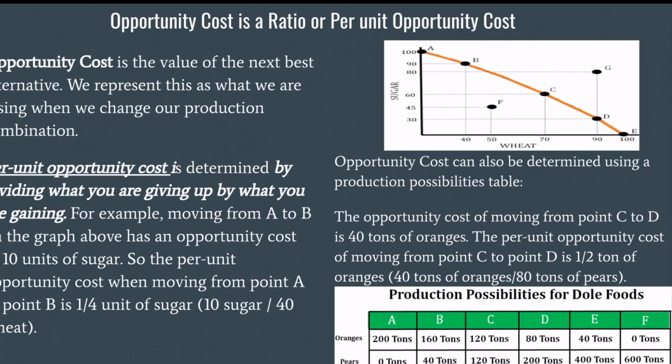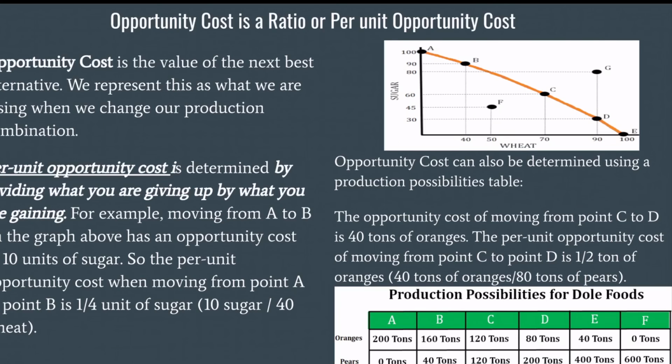The opportunity cost is a ratio or per unit opportunity cost. Opportunity cost is the value of the next best alternative. It represents what we are losing when we change our production combination. Per unit opportunity cost is determined by dividing what you are giving up by what you are gaining.